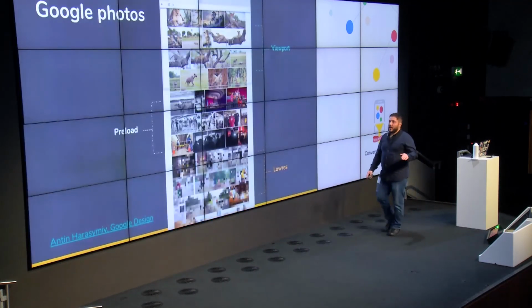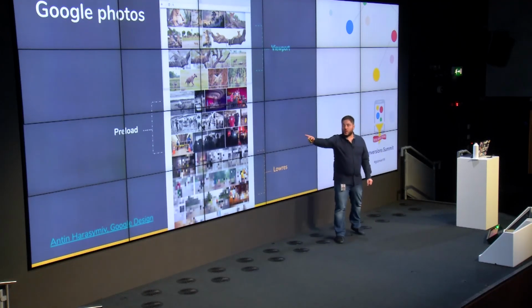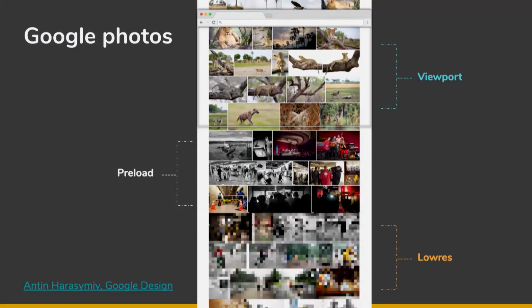So again, what I'm getting at is context. So this is like Google Photos. What they'll do is you have the loaded images. They'll preload images before a user reaches the scroll. And then you have really low res versions. So if someone really scrolls quickly, you're at least showing them something rather than showing them something blank.